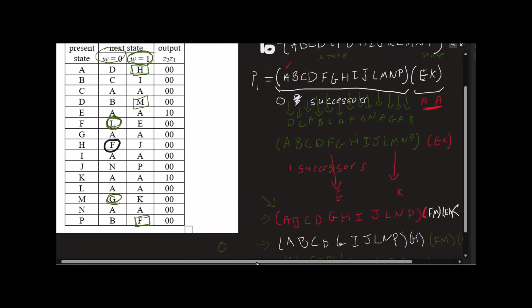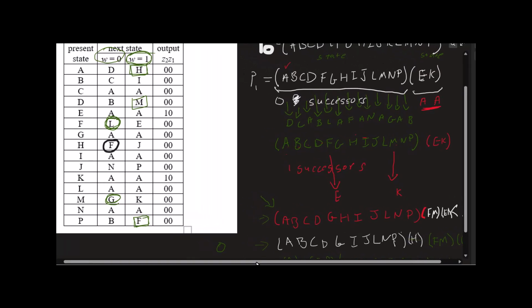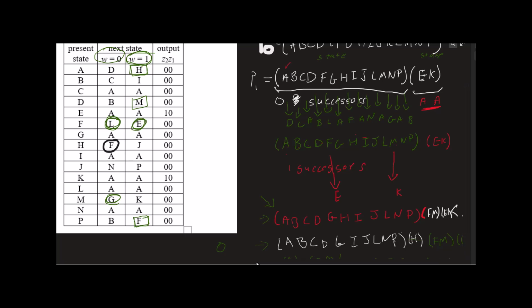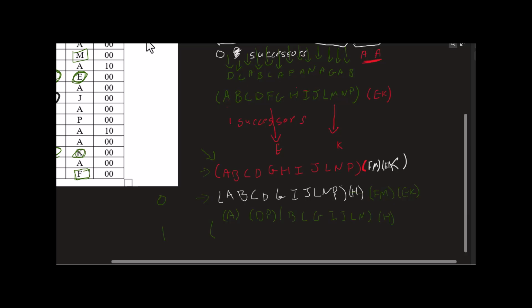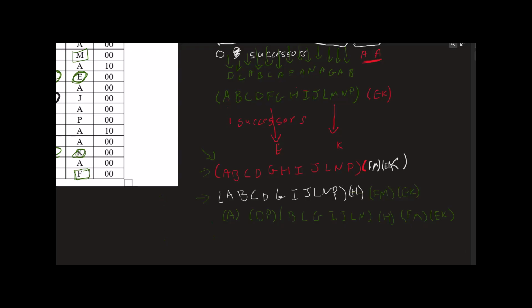Now I do need to check F and M and see where they're going. F is going to E and M is going to K. Well, those are still the same, so those will be the same. So FM and EK. Okay, did we make any changes? We did. So officially we need to check again.